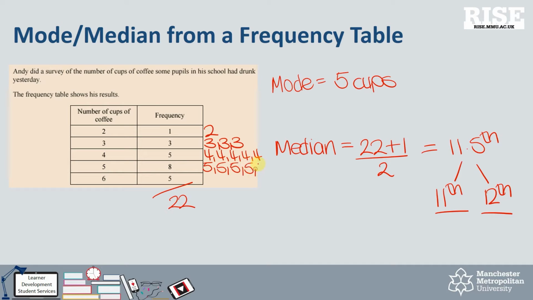Now, it's not wholly necessary that you write these out. I'm just demonstrating exactly what the underlying table is representing. You may be able to do it without writing them. Now I know that the 11th pupil had 5 cups of coffee and the 12th pupil had 5 cups of coffee. So therefore the median is 5 cups of coffee also.